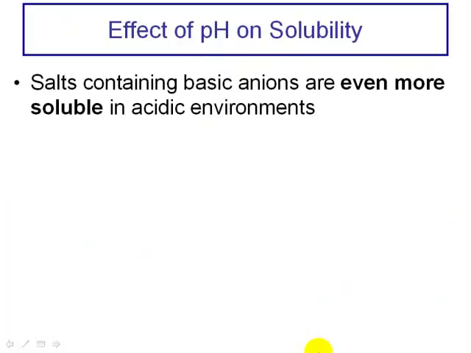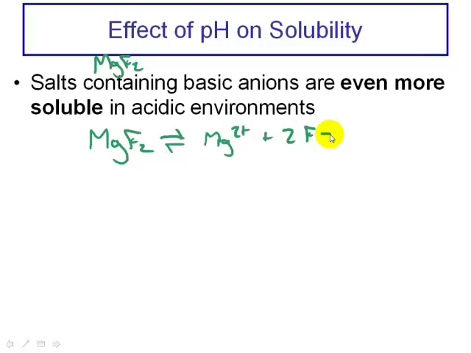Let's think about the AP question you had last night. Last night you looked at the solubility of magnesium fluoride. When MgF2 dissolves, it gives you magnesium 2 plus and 2 F minus ions. Those fluoride ions are bases, so the same argument holds for this compound as for lead sulfide. If I dissolve this in pure water, the fluoride ions will react with water and make hydroxide, and they get used up, and that enhances the solubility of magnesium fluoride. But in acidic condition, that's even more pronounced.